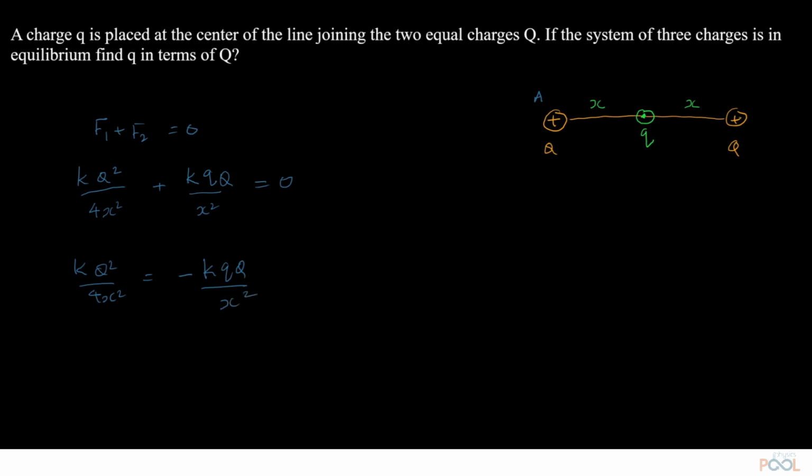Now we can cancel K from either side, one of the capital Q gets cancelled, and x square can be cancelled from either side. So what will you get from this? In the LHS we have just Q by 4, correct? And in the RHS we have minus q. Therefore, the answer for the question, to find out small q in terms of capital Q, is that small q is going to be negative of capital Q by 4.